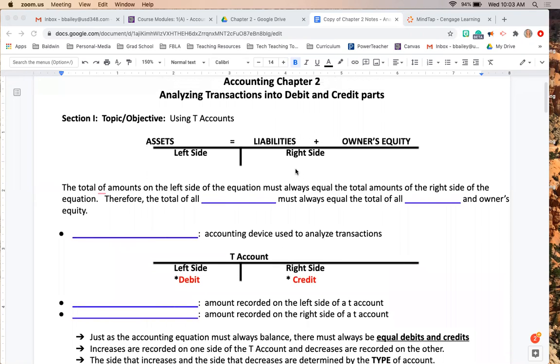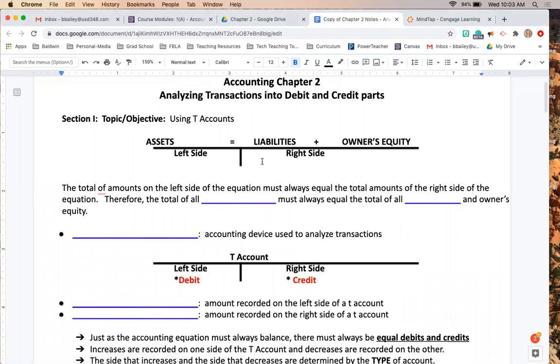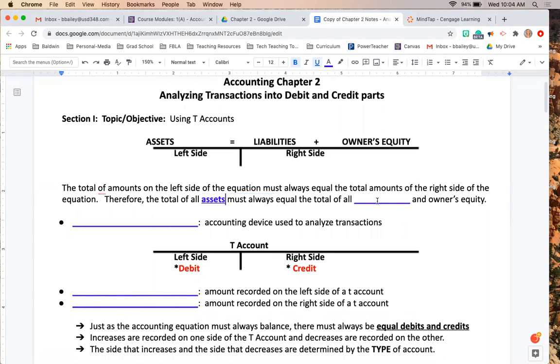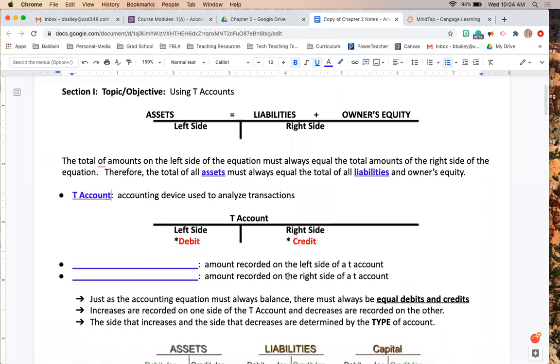Okay, so the first section is looking at something called a T account. A T account takes our accounting equation and essentially divides it into 2 parts, a left side of the equal sign and a right side. We already know that the total amounts on the left side of the equation have to equal the amounts on the right side. Therefore, all of our assets on the left must equal all of our liabilities and owner's equity on the right. This T account is an accounting device used to analyze transactions now into debit and credit parts.